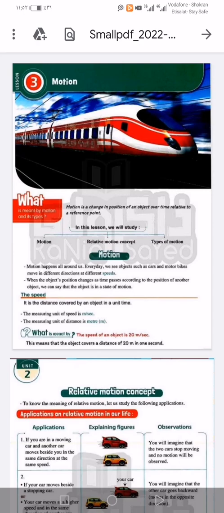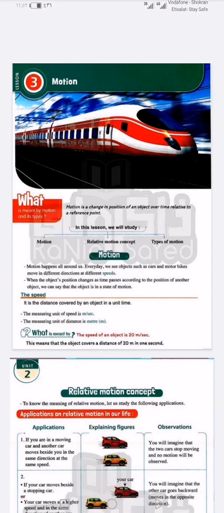Before knowing what is meant by motion, you must know what is meant by speed. The speed is the distance covered by an object in a unit time. The measuring unit of speed is meter per second. The measuring unit of distance is meter.